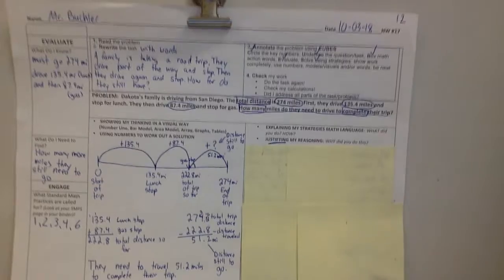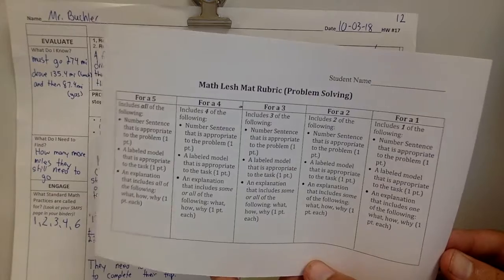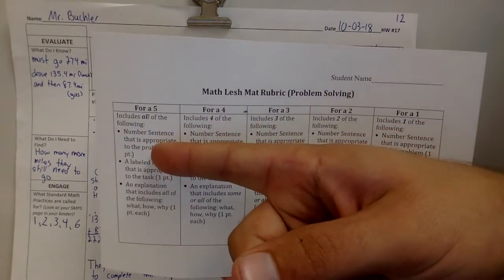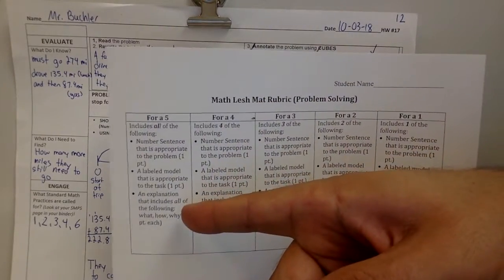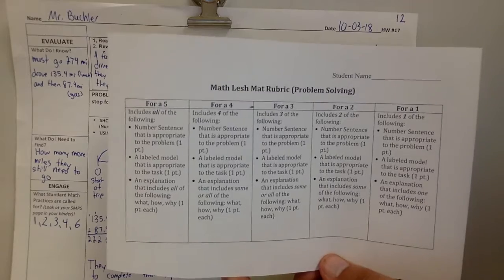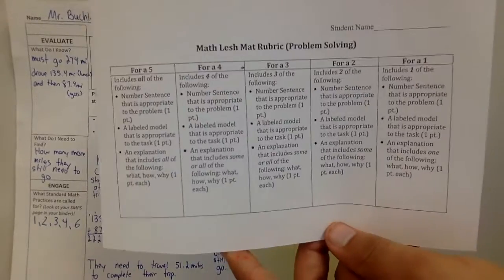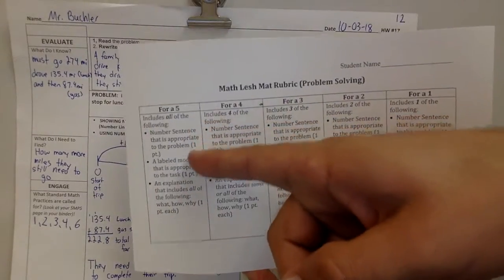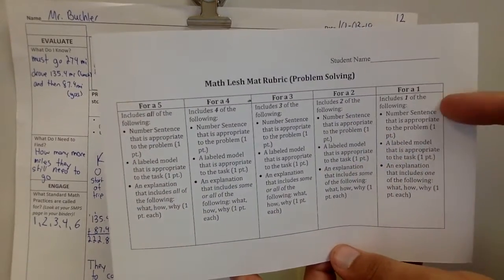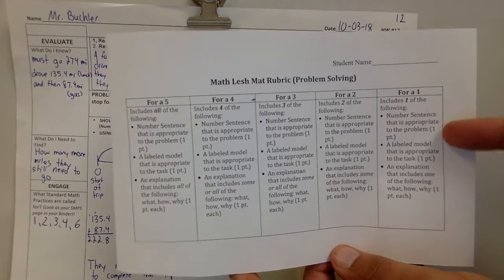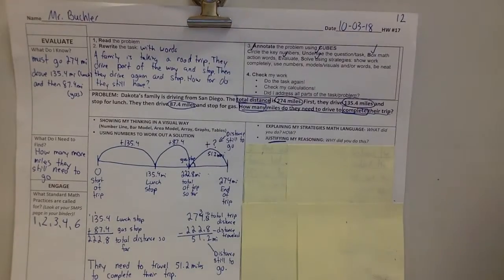All right. Now, here is the rubric on how to get a 5. Don't worry, I will put this back up. So far, I've only done the number sentence and the label model. Okay, I still need an explanation to include all of the following: the what I did, how I did it, and why I did that. All right, so now I'm going to show you my explanation. You can see here, if you only have those two, you're only going to be possible for 2 points. Okay, if you only did a number sentence and that's it, you're only going to be possible for 1 point. And that's if your number sentence is appropriate to the problem. So it must be labeled.